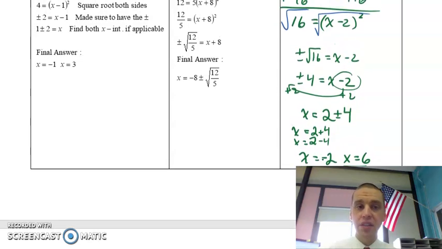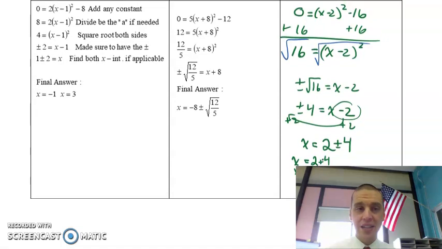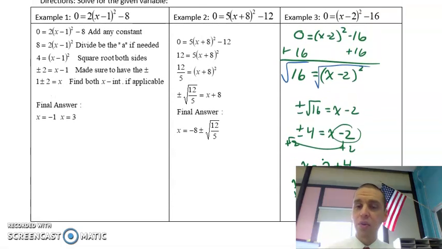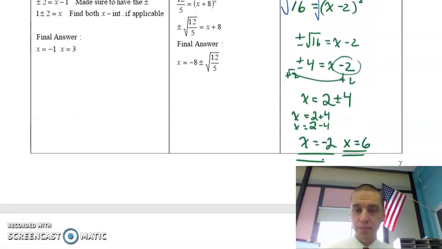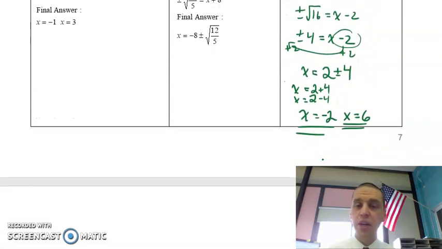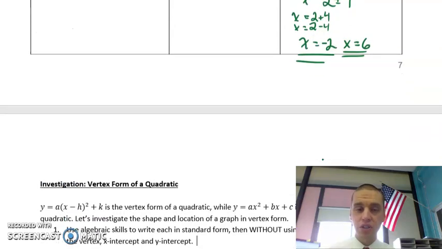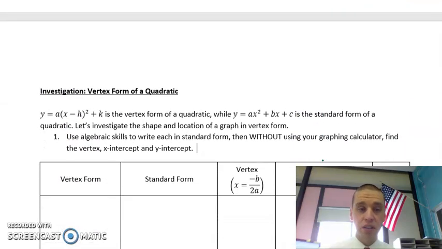These are solving for the x-intercepts. That's what this is doing. When you have an equation set equal to 0, you're solving for x-intercepts. So that's what you just did there. That's solving quadratics. If you have any questions, please make sure you come see me before class.